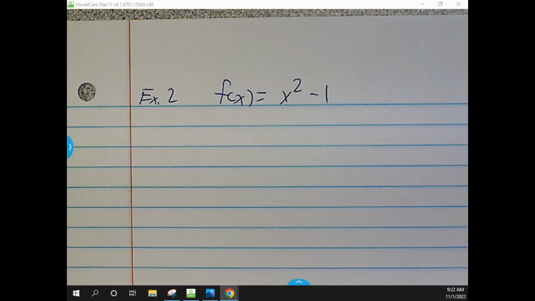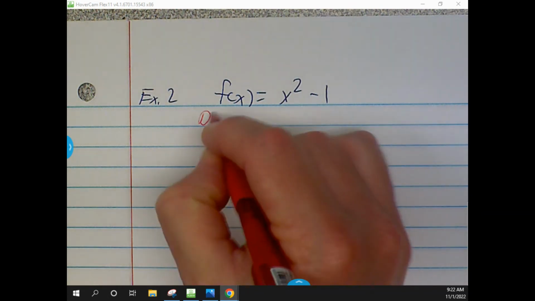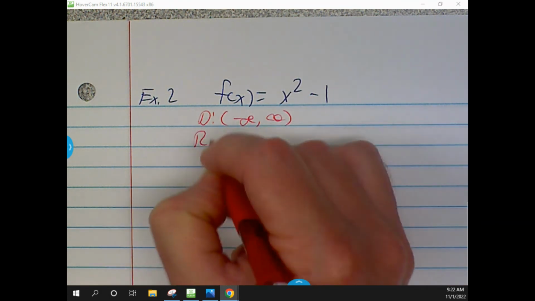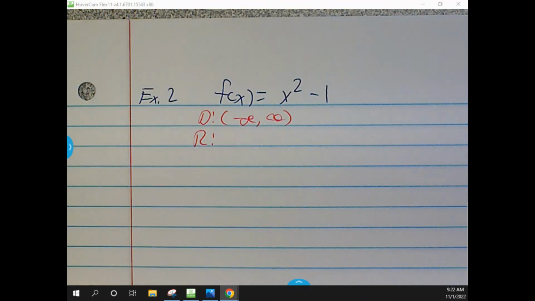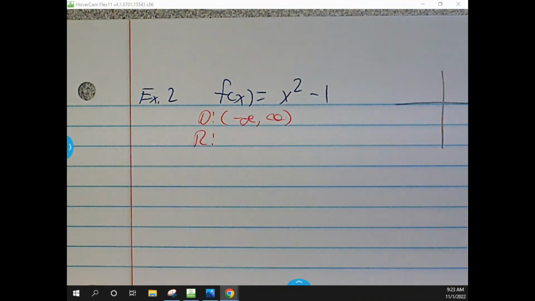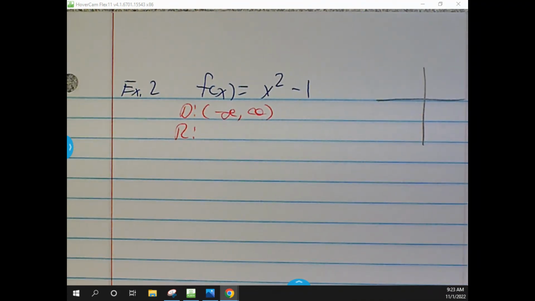Okay, so for this one, your domain, again, is always all real numbers. If it's a function, it has to be that. Your range, though, if you do x squared minus 1, now here's where we're going to take it back a little bit. If you got to graph this one, ooh, this is a good review question. If we're graphing x squared minus 1, what is that graph going to look like?